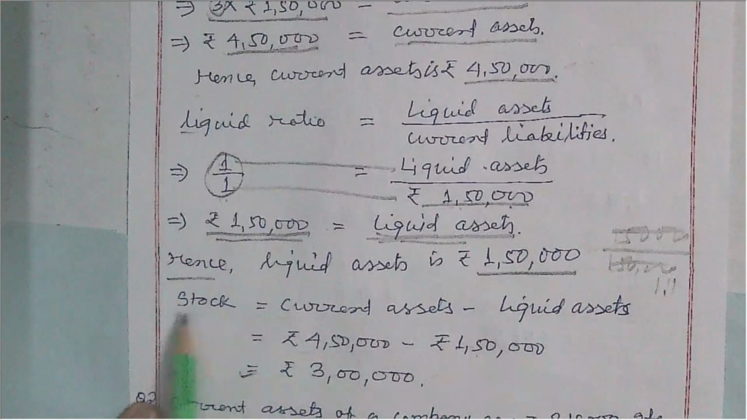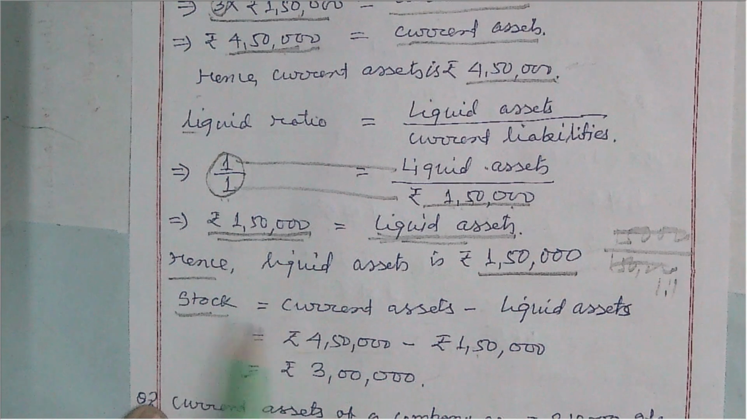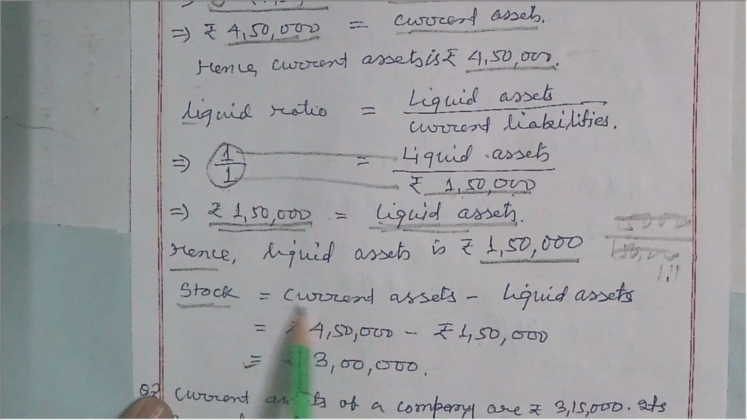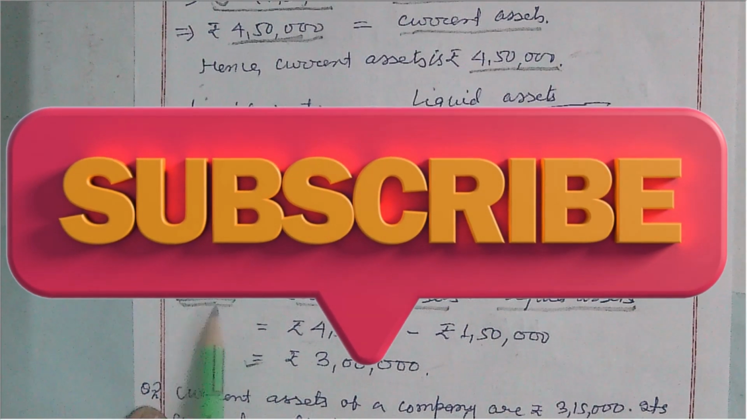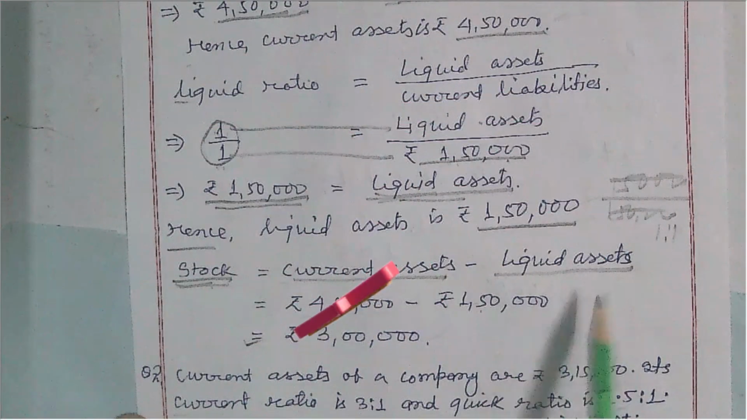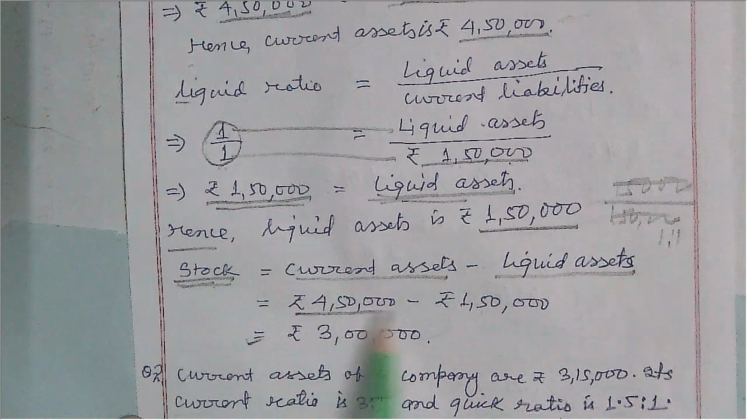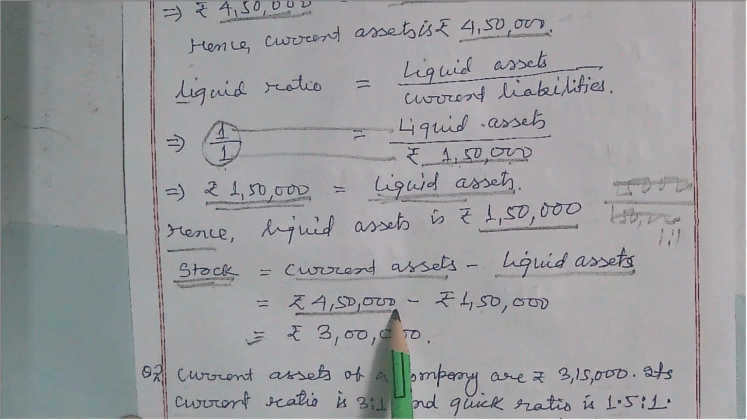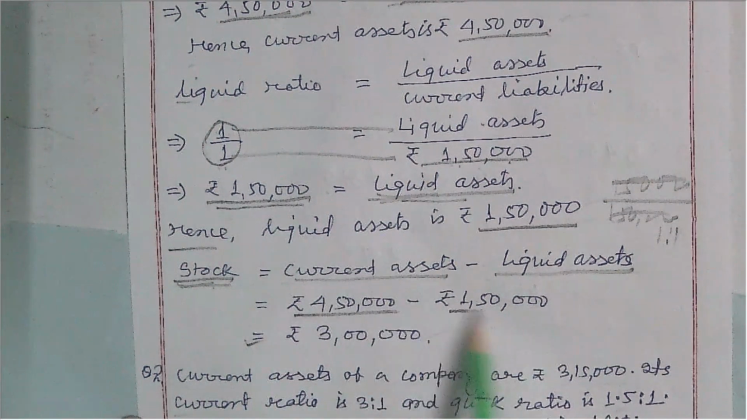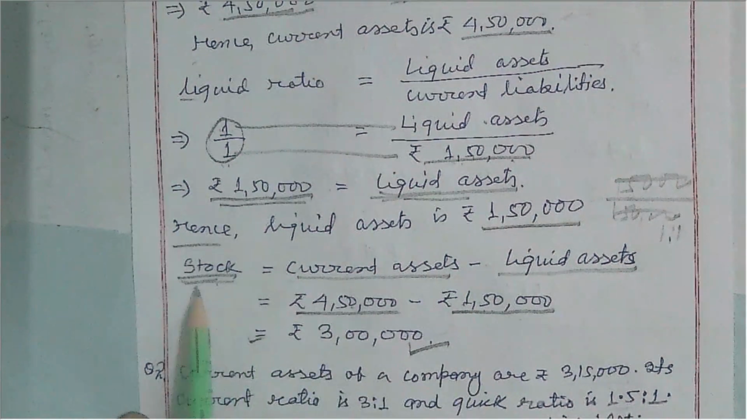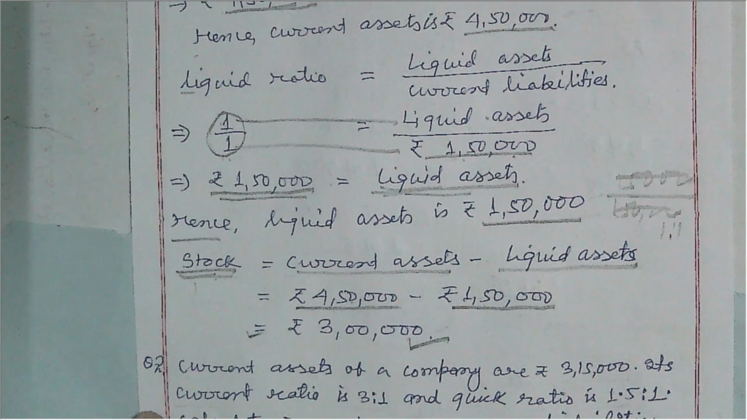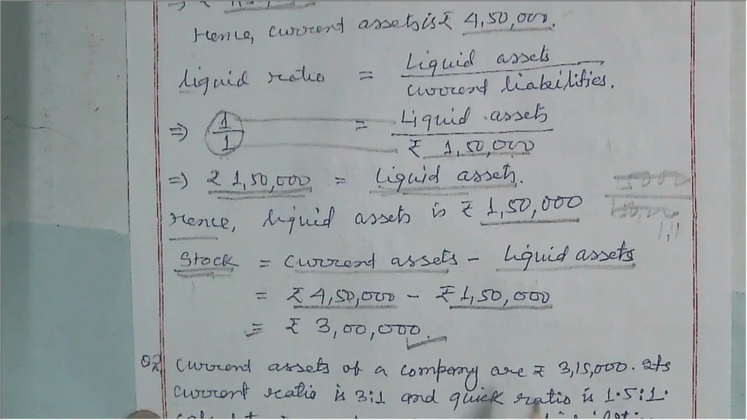Okay, so here is the new formula. Stock value we calculate in this manner: current assets minus liquid assets. So value of stock, value of inventory, equals current assets minus liquid assets. Current assets value calculated is 4,50,000 and liquid assets value calculated is 1,50,000. The difference is 3 lakh. This represents stock. So this type of problem is solved in this way.